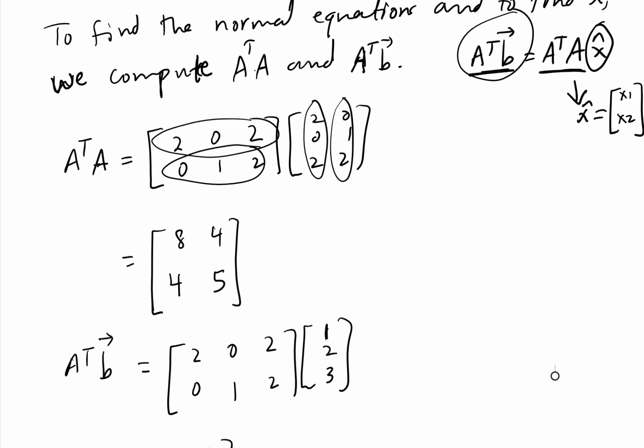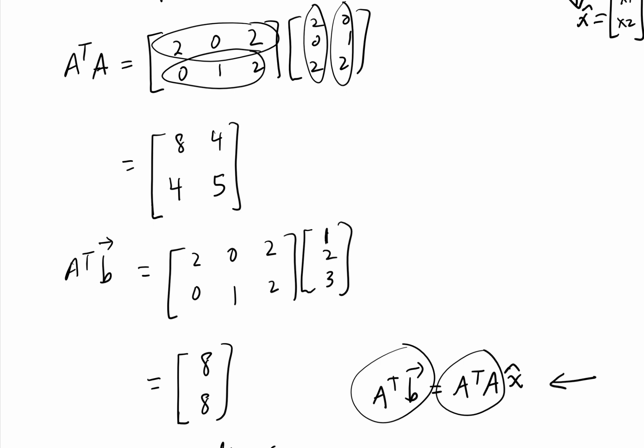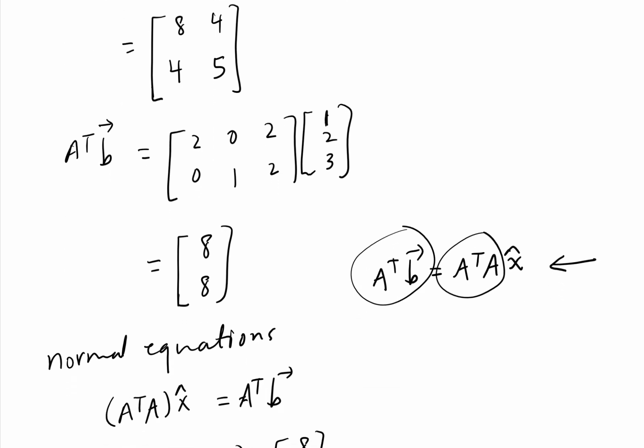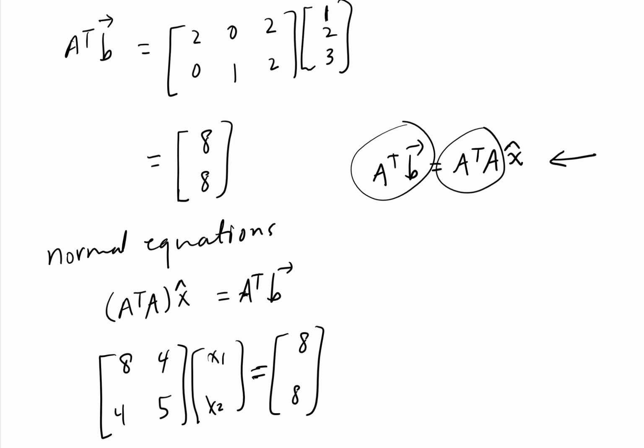So notice I need again A transpose b. The equation says A transpose b equals A transpose A times x hat. So I found what this is, I found what that is. I'm going to substitute them into this equation. We call these the normal equations: A transpose A x hat equals A transpose b. So I substitute them in, and remember x hat is x1, x2.